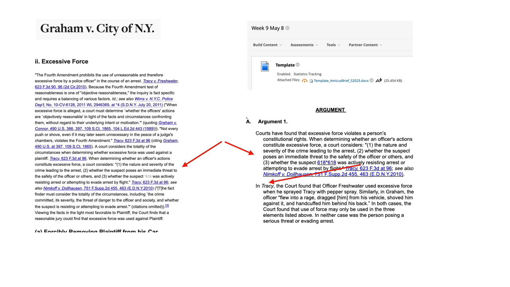I click on it, right? It pulls it up. I read through and I find, oh, the court found that Officer Freshwater used excessive force when he sprayed Tracy with pepper spray. Well, I look in the Graham case. What was excessive force in that case? Well, it's when he was dragged from his vehicle, shoved against it, and then handcuffed behind his back. In both cases, the court found that force may only be used in the three elements listed above. In neither case was the person posing a serious threat or evading arrest.